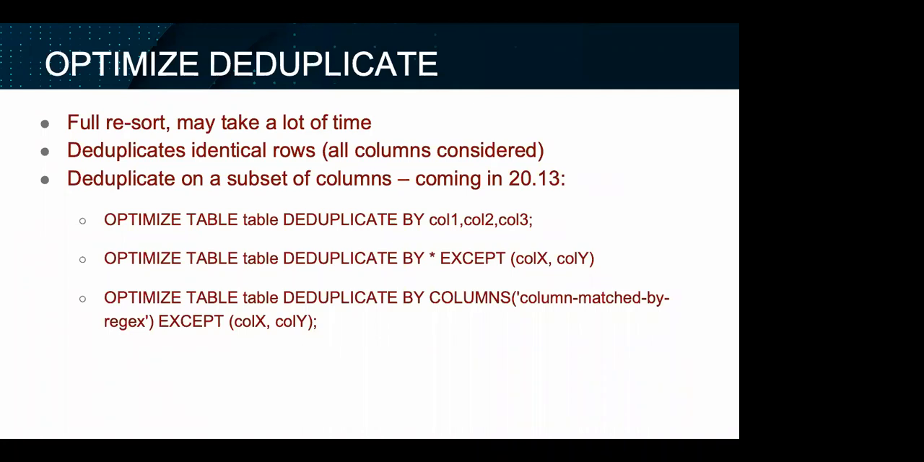We have a feature currently in development to implement deduplication on a subset of columns. So you may have rows which vary only by a timestamp, for example, but all other columns are the same. With optimize deduplicate by, you can actually deduplicate by all columns except your timestamp column, for example, or you can deduplicate by some subset of columns and so on. This feature is coming in the next ClickHouse version.